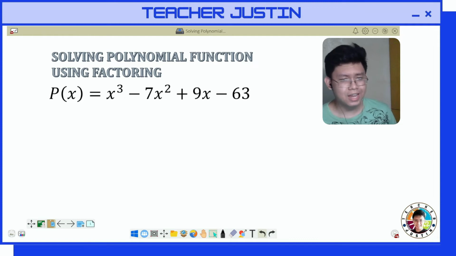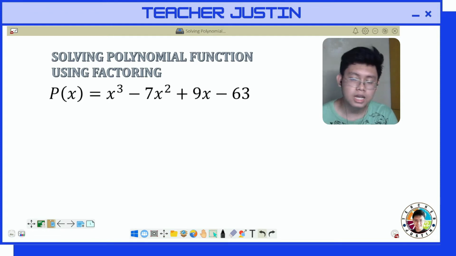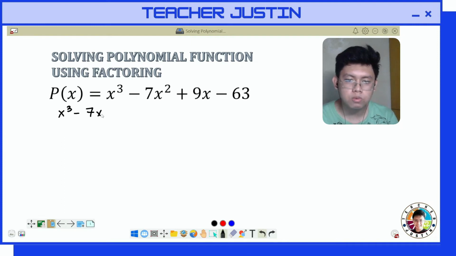Okay, so let's have this example. Let's solve for the value of x of this polynomial function. P of x is equal to x raised to 3 minus 7x squared plus 9x minus 63. In solving a polynomial function using factoring, our first step is to change the function notation to 0, equating this polynomial x raised to 3 minus 7x squared plus 9x minus 63 to 0.